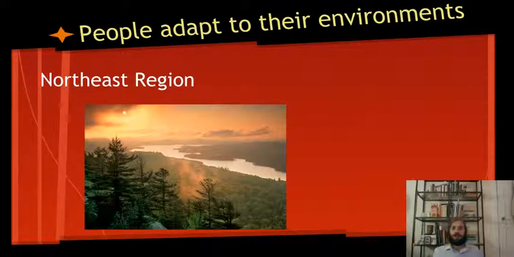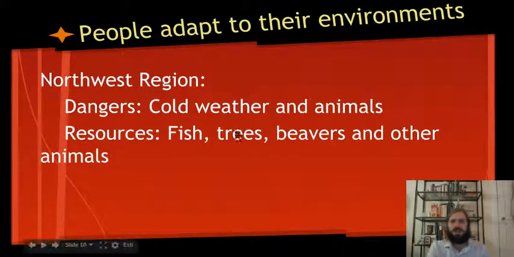Northeast region. Okay. Similar to the Northwest region. And we see dangers, cold weather and animals, similar. Fish, trees, beavers, and other animals. So similar resources, similar dangers. What do you think will happen?